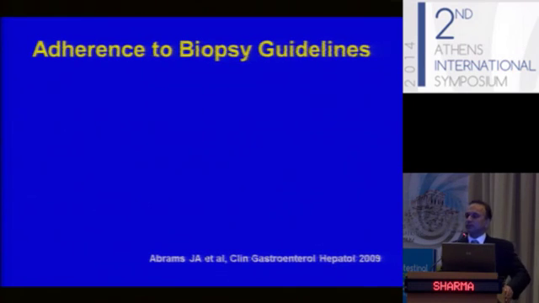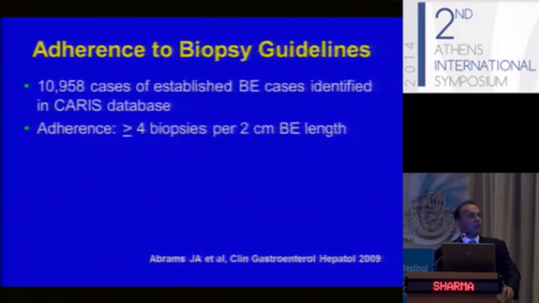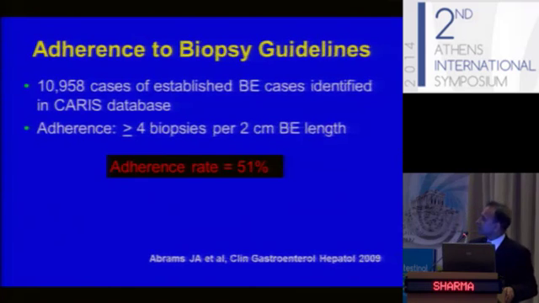How about biopsies? What we use is called the Seattle protocol, or the 4-quadrant biopsies every 2 centimeters. This is what's recommended to make a diagnosis of dysplasia. And this study looked at how many physicians in the United States actually follow this protocol. What they found was that it was only 50%. Only half of the US endoscopists spent time taking biopsies from the esophagus the way it's recommended.